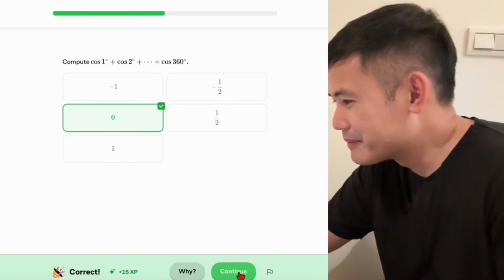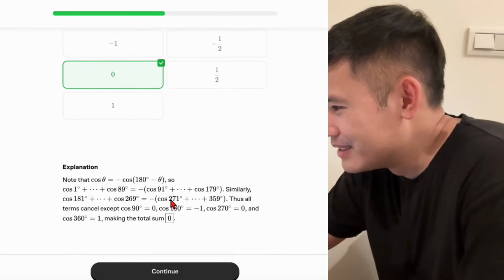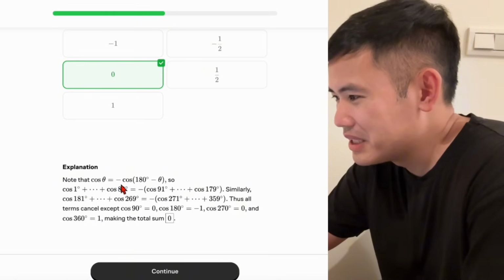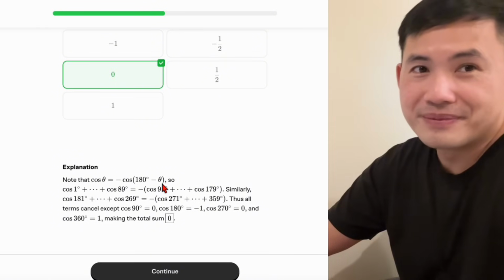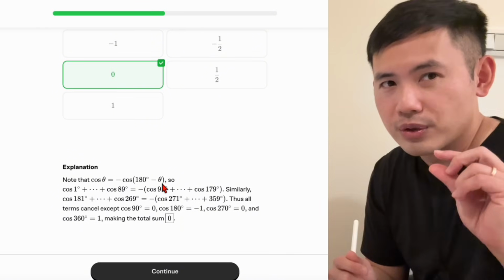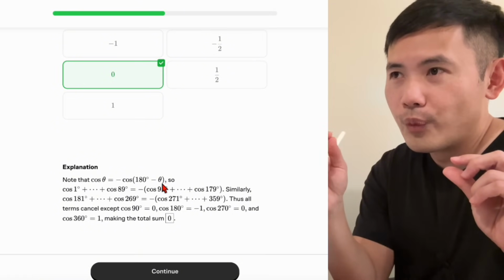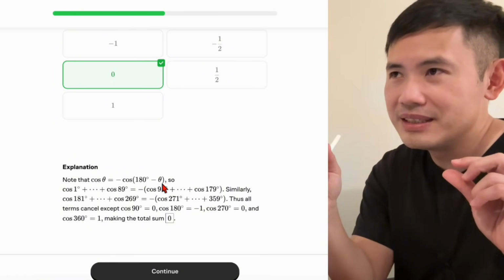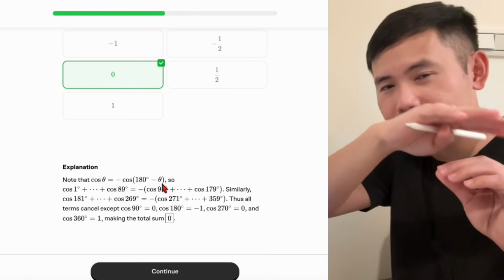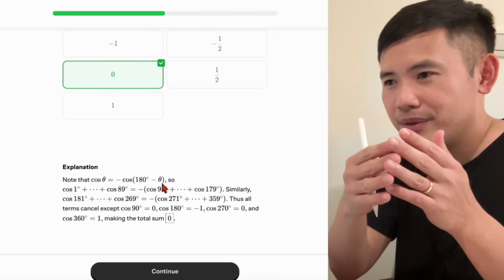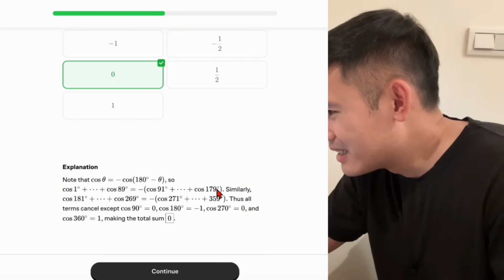Okay, got it. Oh, let me see why. This one right here, cosine theta is equal to negative of cosine of 180 degrees minus theta. And that's why I said earlier. So cosine of 1 degree is equal to negative cosine of 179 degrees. So all the top, when you add them up, it's just going to be 0. Likewise, all the bottom is going to be 0. So yeah.